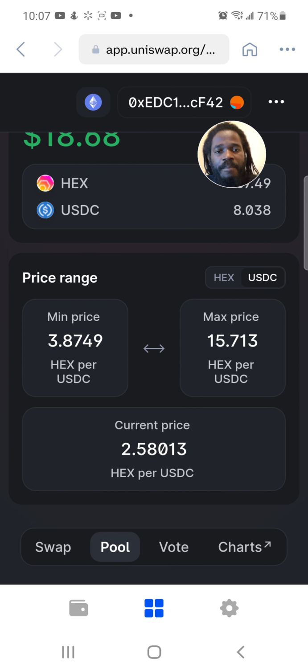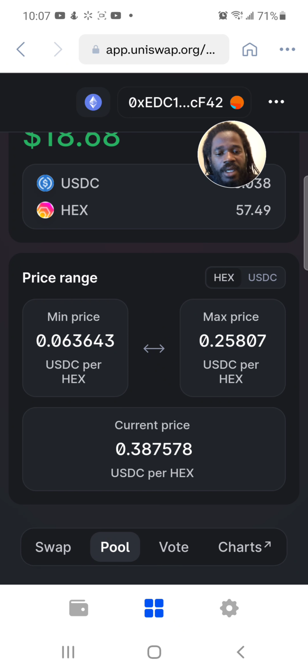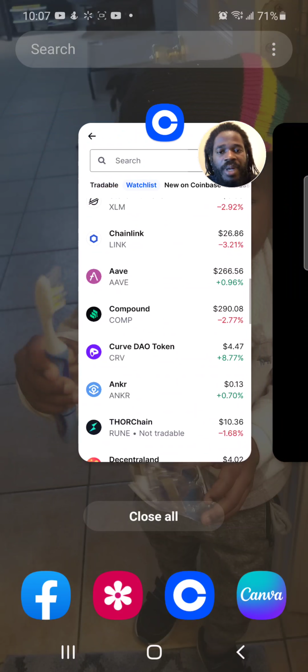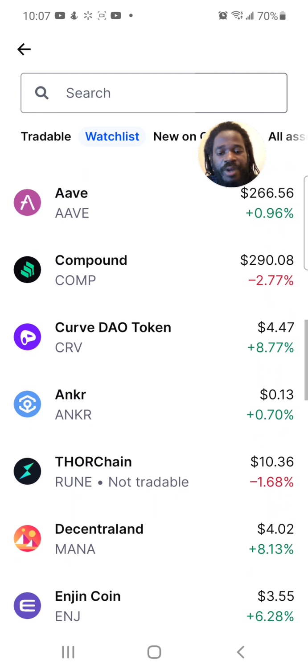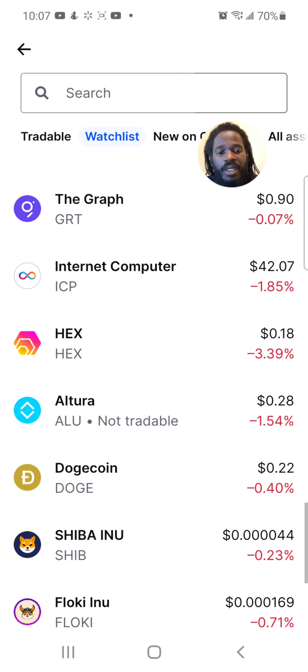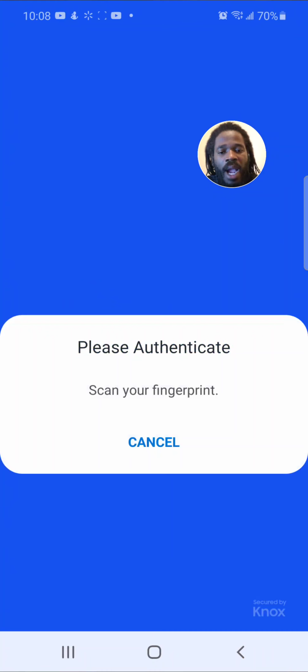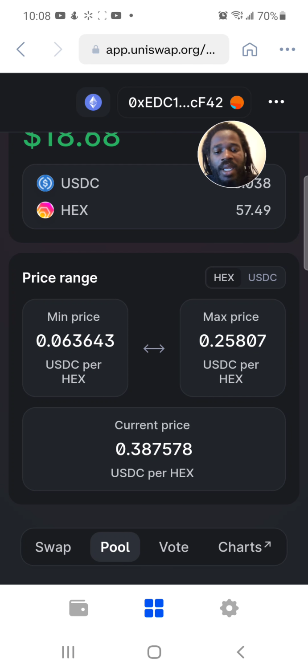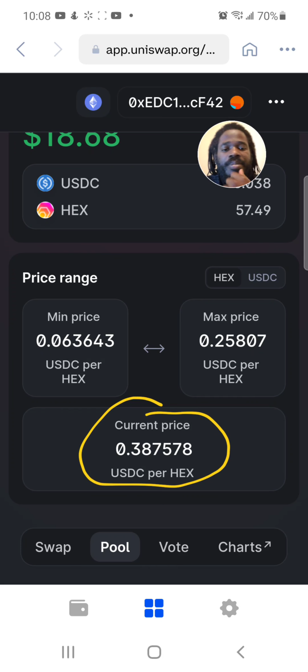So here's what happened. Right now you can see it says the current price of HEX is 38 cents, which is not correct. Let's take a look at the actual current price of HEX. This is why I'm frustrated with Uniswap. Let's go down here and look at HEX. HEX right now, you can see, is 18 cents. So how come the Coinbase wallet, how come Uniswap keeps saying that it's 38 cents when we know that's not right?